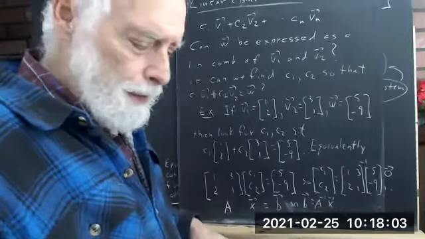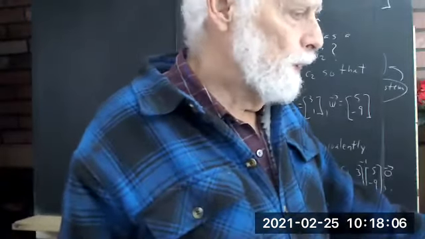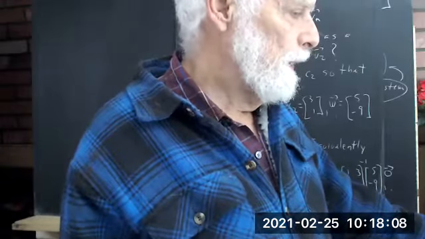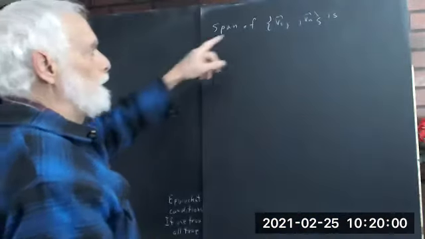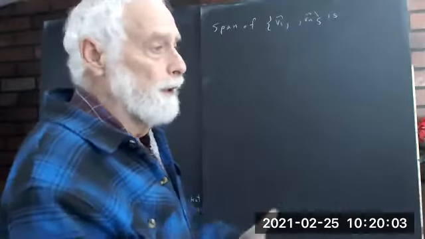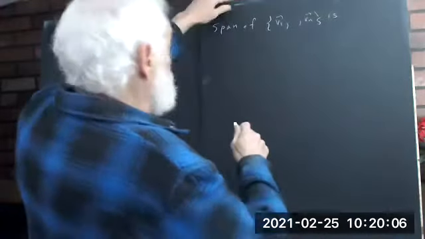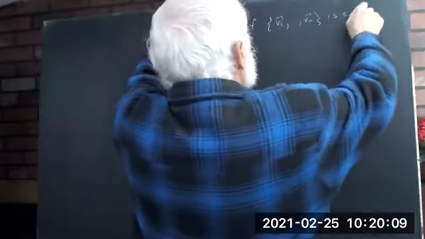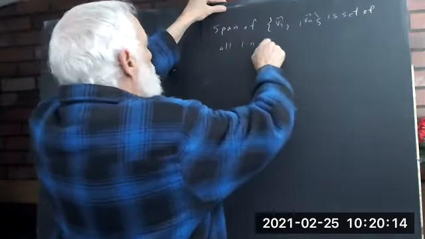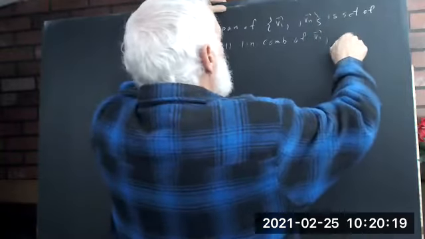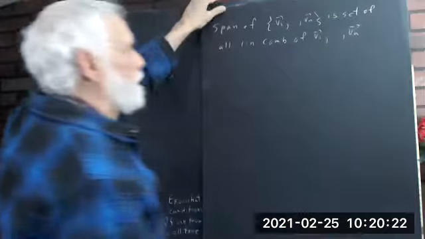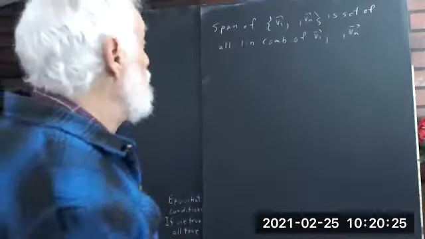Okay, now let me take another quick look at your problem set. Span of a set of vectors is the set of all vectors you can get by combining. Okay, it's the set of all linear combinations of vectors V1 through Vn.